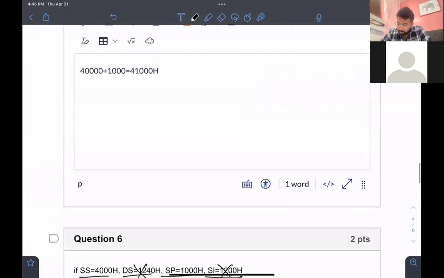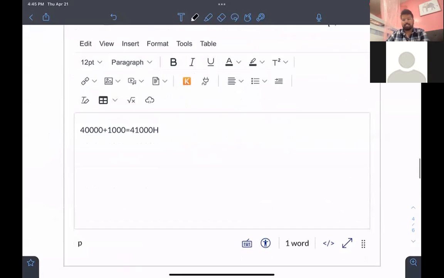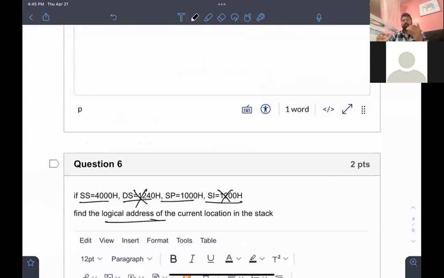Remember, in the past problem, we were looking for the physical address, like where physically it is. But the logical address is more of a convention. Instead of adding things together, we engineers are kind of lazy people, so the logical address is more like our way. To find a logical address, we just write stack segment : stack pointer.